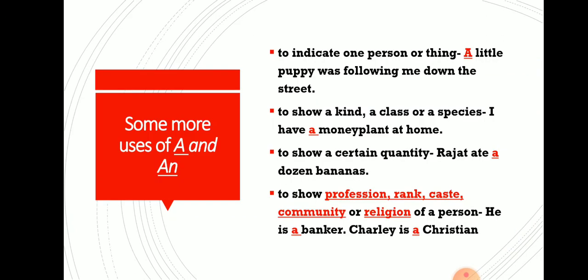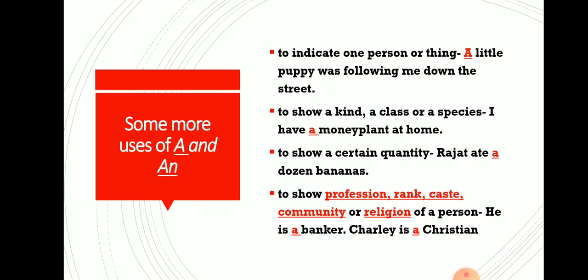Some more uses of a and an. A and an are used to indicate one person or thing. A little puppy was following me down the street. To show a kind, a class or a species, like, I have a money plant at home. To show a certain quantity: Rajat ate a dozen bananas.